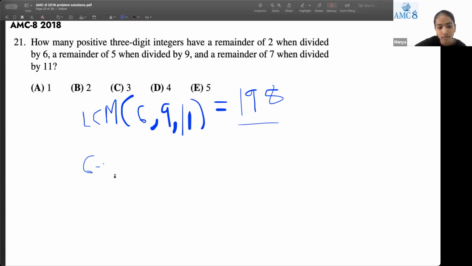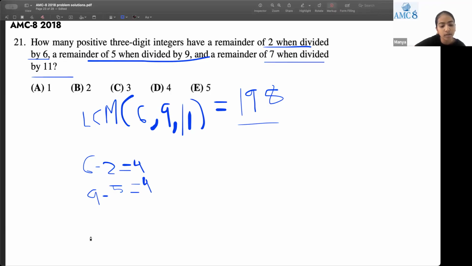Now, something that's going to be really important is that 6 minus 2 is going to be equal to 4. I'll just be underlining it. 9 minus 5, what's 9 minus 5? Well, 9 minus 5 is going to be equal to 4. And then we also have 11 minus 7, so 11 minus 7 is going to be equal to 4 as well. So for all three numbers, the remainder, when we subtract it, is going to be equal to 4.